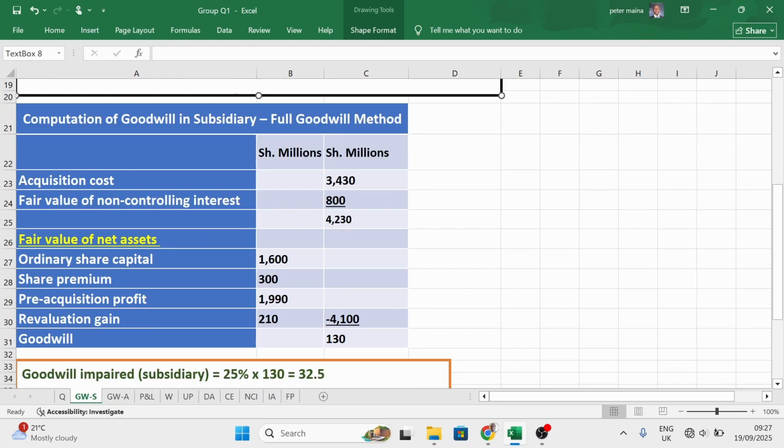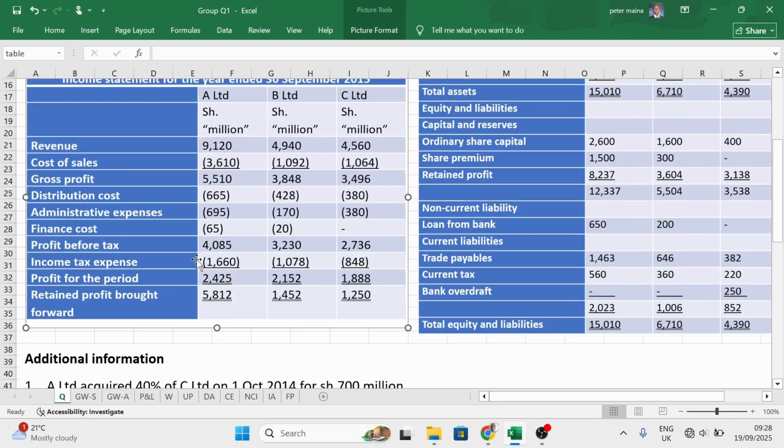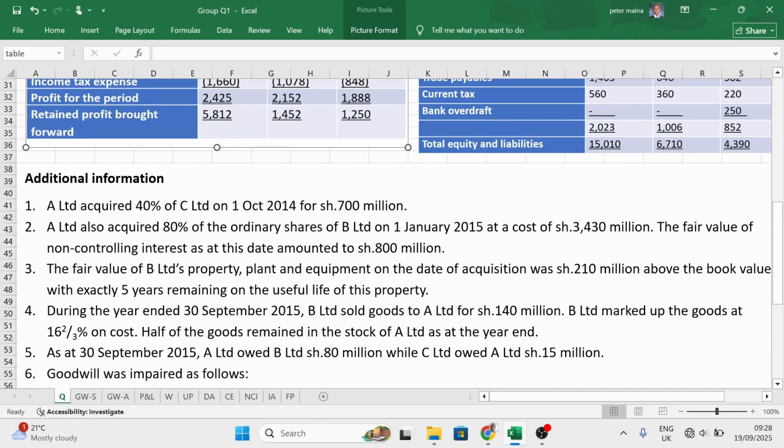That is the one we are going to use to calculate the goodwill. So this is the format for computation of goodwill in subsidiary using the full goodwill method. So why are we using the full goodwill method? Anytime you are given the fair value of non-controlling interest, you are supposed to use the full goodwill method.